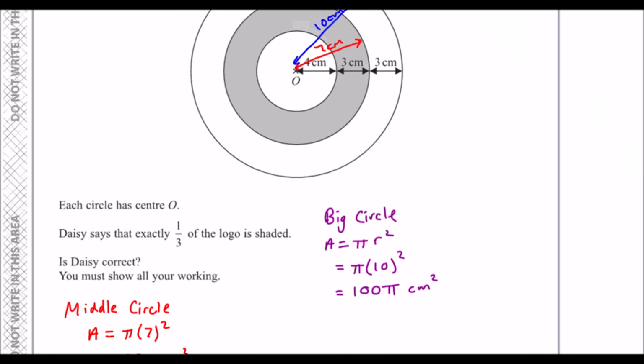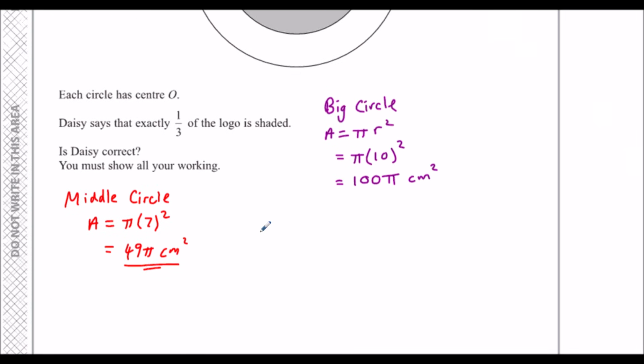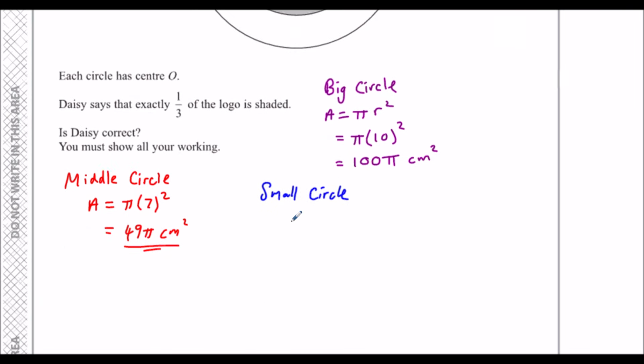And finally the smallest circle. It's got a radius of 4. So the area is pi times 4 squared this time, which is 16 pi centimeters squared. So there's the areas of all the circles.